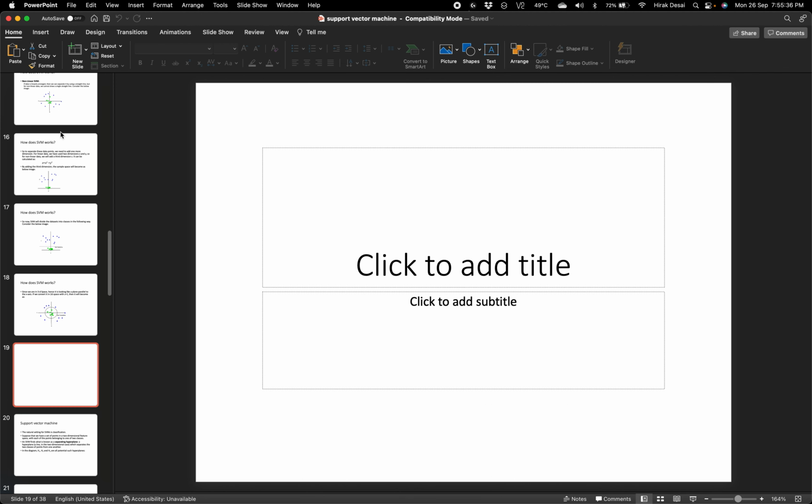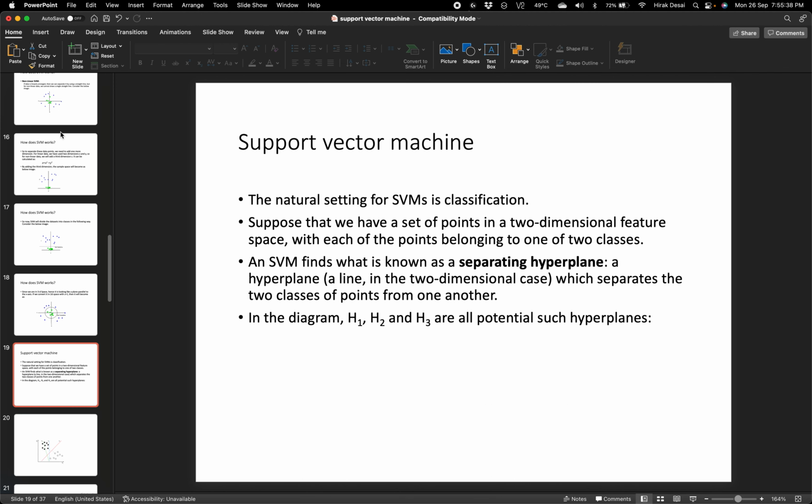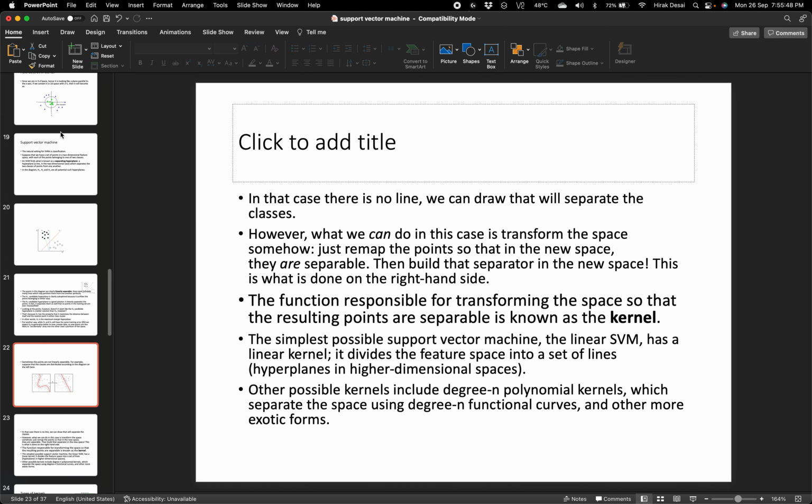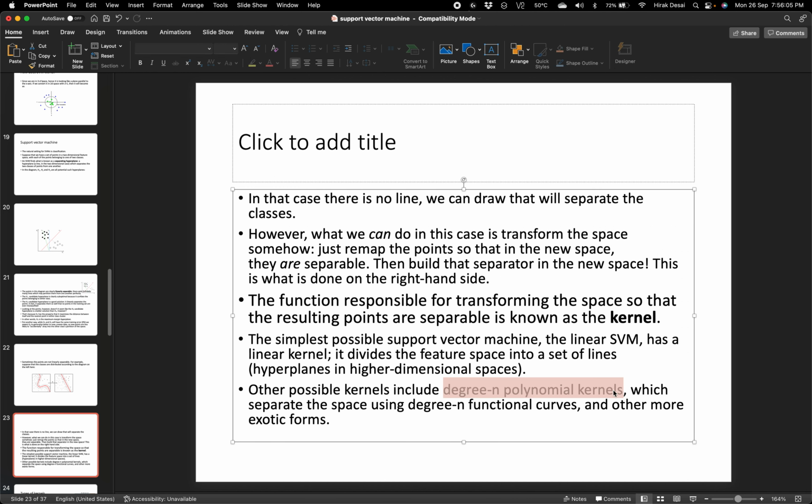Oh, this is a blank slide. Let's get rid of that. Support vector machine. The natural setting for support vector machines is classification. Separating hyperplanes. Maybe we did. This is the same. Then this is polynomial. Degree and polynomial kernels come in, where they are able to change the position and modify the space. Degree and functional curves. Highlight this.